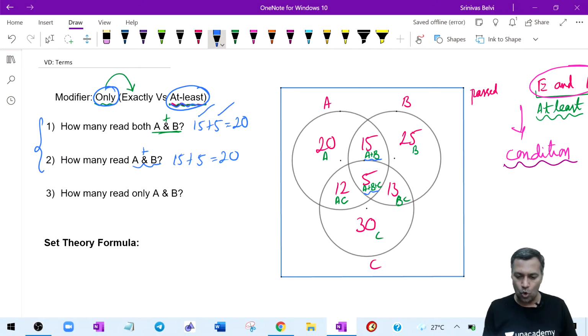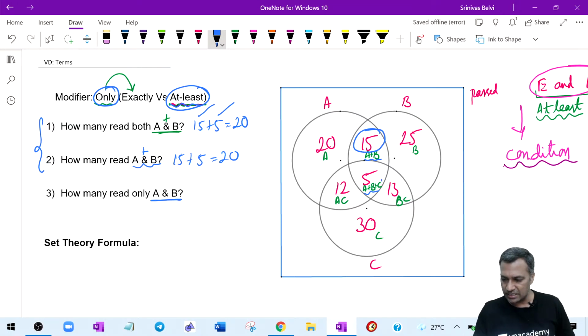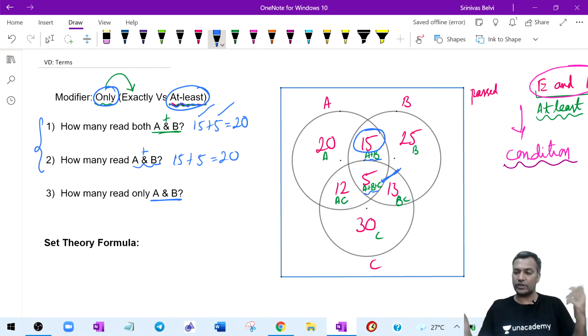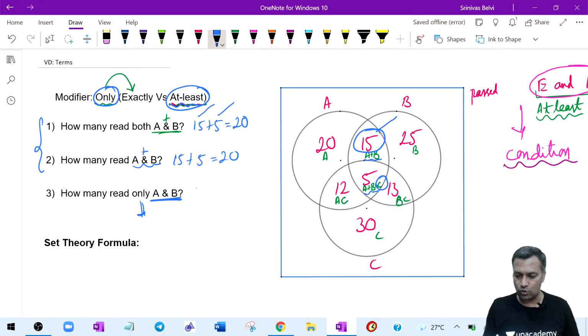Now, how many read only A and B, which means what? No more than A and B, no less than A and B. Now you say that, hey, only 15 would qualify. Why? Because C is extra here. If you say, what is wrong with that 5? C is extra. Exactly. Only means what? Exactly. No more, no less, because C is extra here. What about this? B is not there, because I said that A and B are required here. A is there, but B is not there. So exactly only 15 will qualify here.